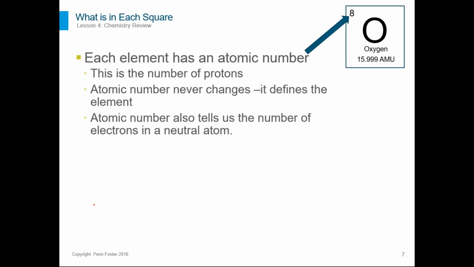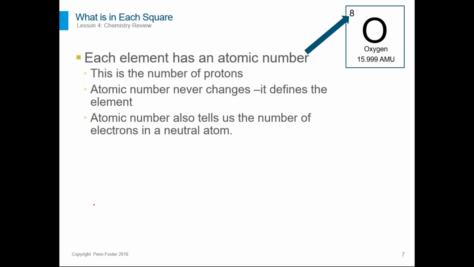If you have an atom with 8 protons, it is oxygen. If you have an oxygen atom and you somehow removed protons or added protons, it wouldn't be oxygen anymore. Okay, so that atomic number is super important. It defines what the element is. It also is the same as the number of electrons. So atoms can gain or lose electrons, but if you're just talking about a normal neutral atom that hasn't gone through a chemical reaction where it's done that, it will have the same number of electrons as protons. So that atomic number is pretty useful.